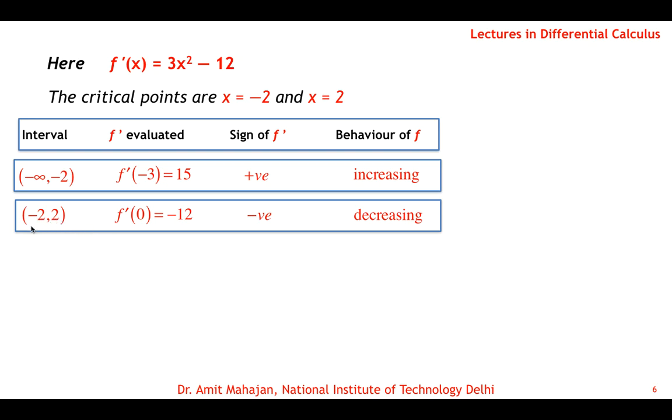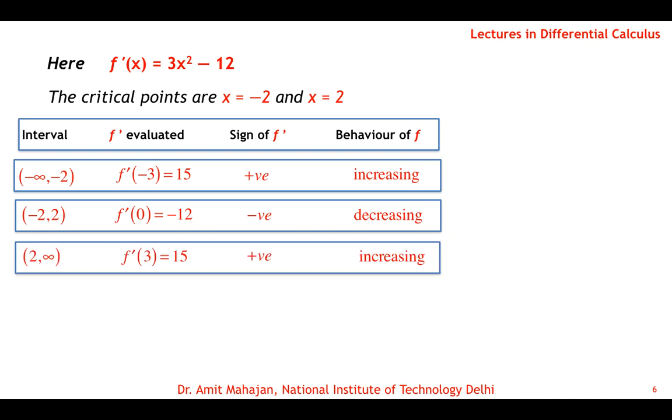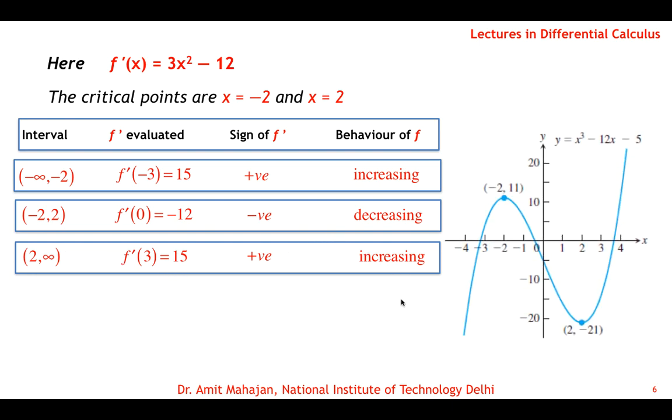And the third interval is 2 to infinity, so you pick any point between 2 and infinity and evaluate the derivative. Here it is positive again, and so the function is increasing in this interval 2 to infinity. So this way we can check whether the function is increasing or decreasing in an interval.